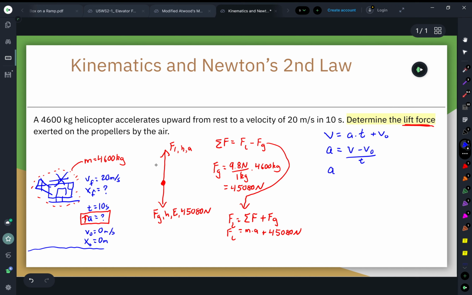So that way our acceleration would be 20 meters per second minus the initial 0 meters per second. All of that occurs over a time of 10 seconds. So that way the acceleration of this helicopter is 2.0 meters per second each second. And we know that's, well, this should be a positive value, which indicates that the acceleration is upwards. Now that we have that, we can take that acceleration and plug it into the same equation.